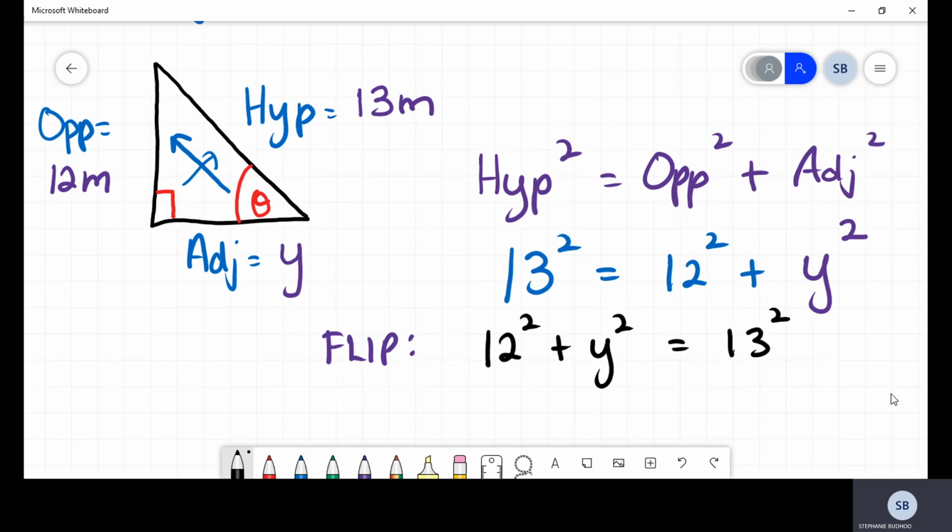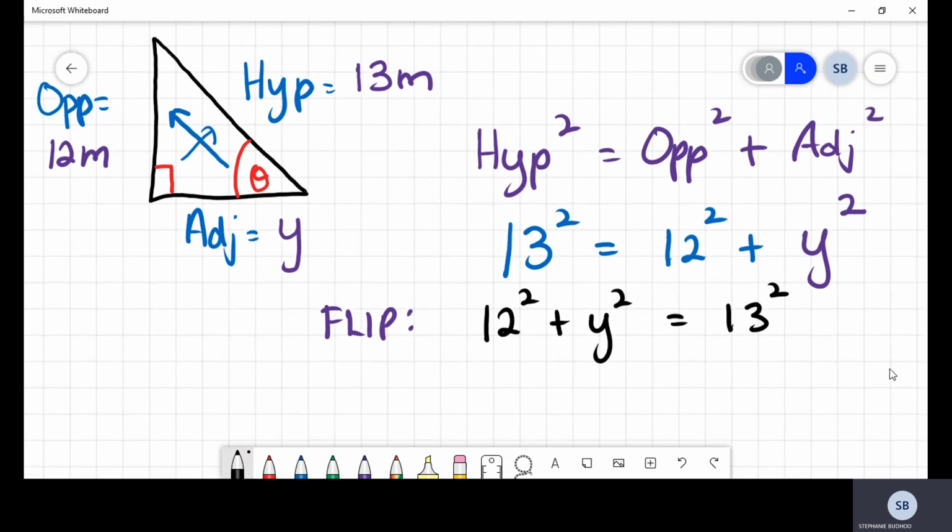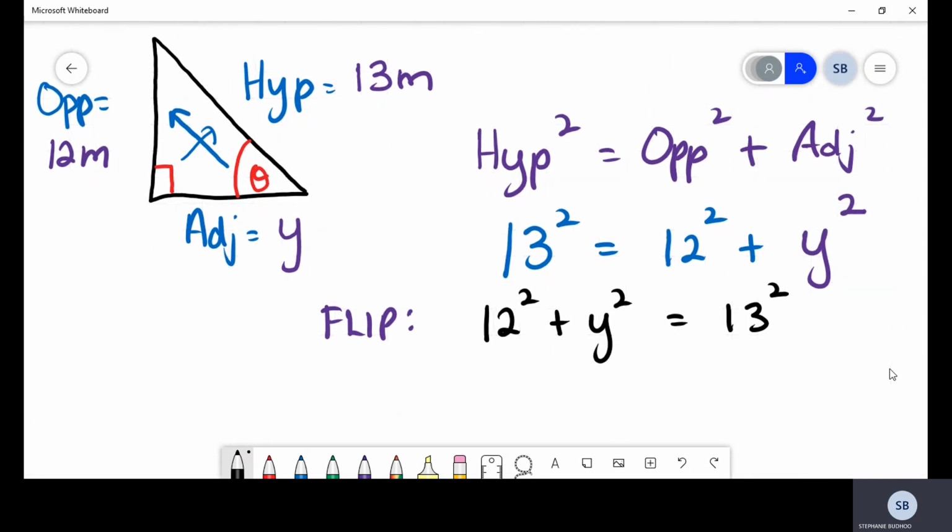We have that unknown variable y on our left-hand side. And to isolate it, we still need to get rid of that 12 squared. So we want that 12 squared to go across on the opposite side of our equal sign. So to do that, we'll simply subtract 12 squared.